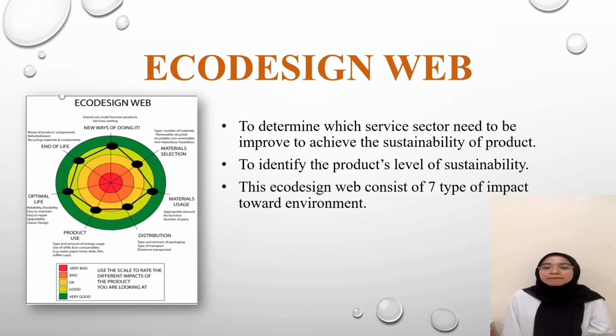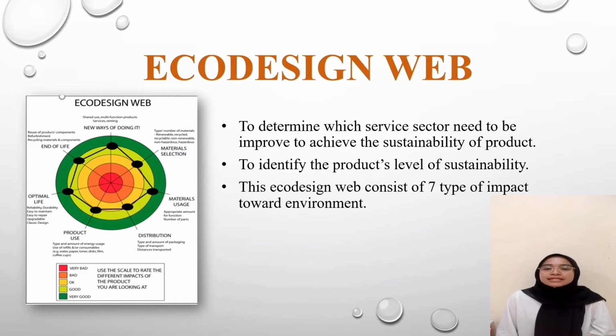There are 7 types of impact that can be highlighted in the eco-design web to make sure the product is moving towards sustainability. These 7 types of impact will be discussed across the overall sector, starting from the choosing of the material, the manufacturing process, the distribution process such as transportation, the use of energy for making the product, the lifespan of the product, until the decomposition process.